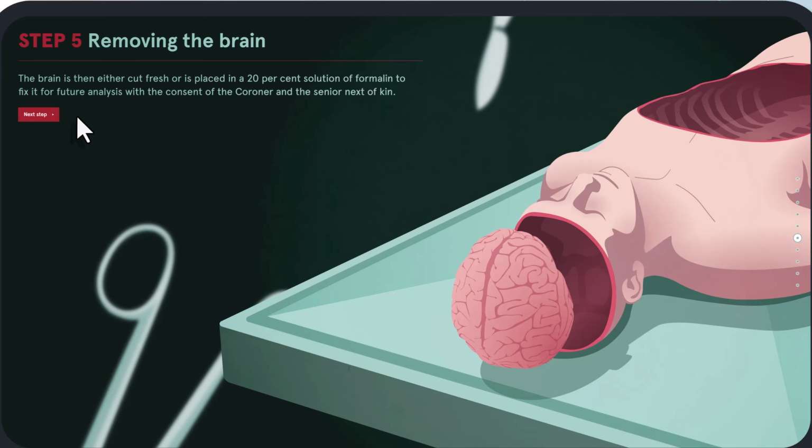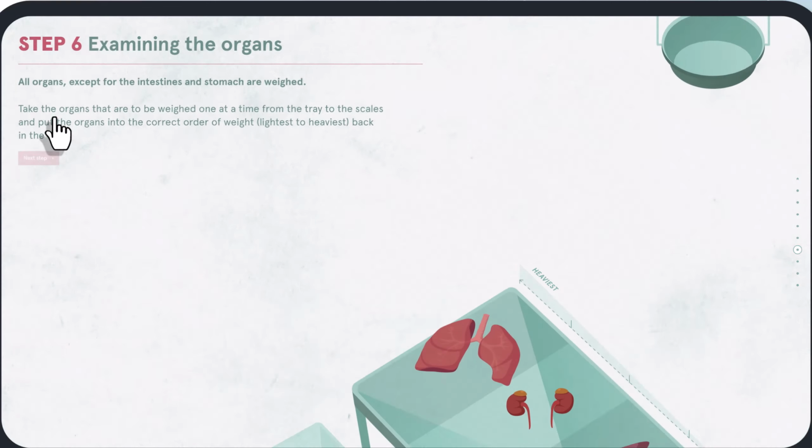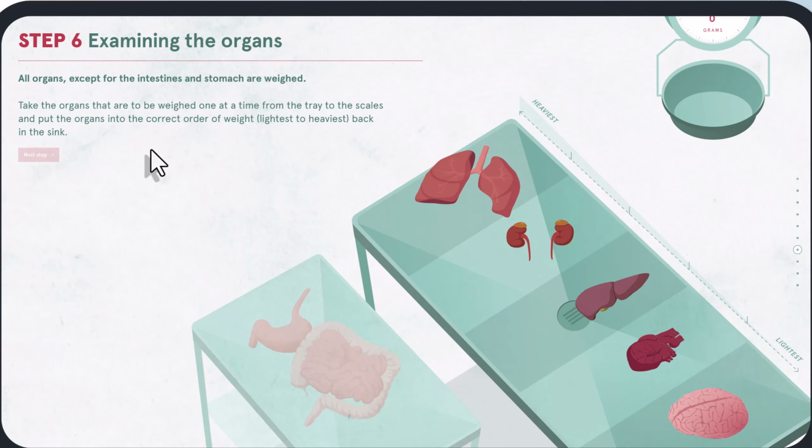The brain is then either cut fresh or is placed in a 20% solution of formalin to fix it for future analysis with the consent of the coroner and the senior next of kin. Examining the organs. All organs except for the intestines and stomach are weighed.